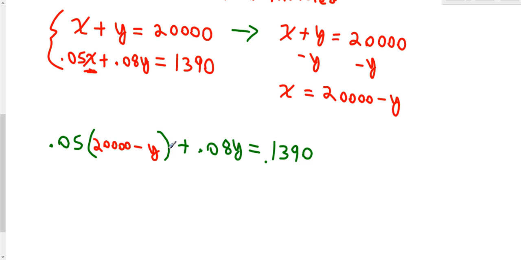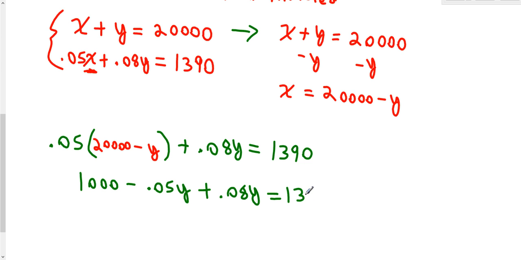All right. So now I'm going to go ahead and simplify this and solve for Y. So I'm going to distribute my 0.05, and 0.05 times 20,000 is 1,000. So 0.05 times 20,000 gives me 1,000. 0.05 times negative Y is negative 0.05Y. And then this is plus 0.08Y equals 1,390.